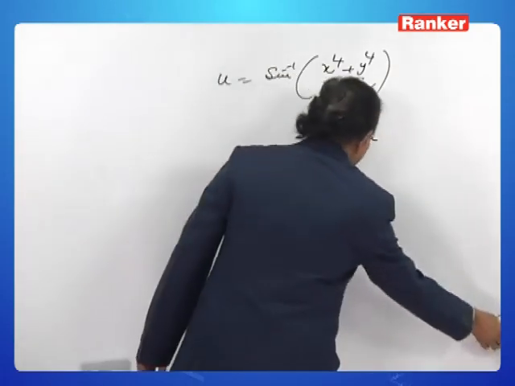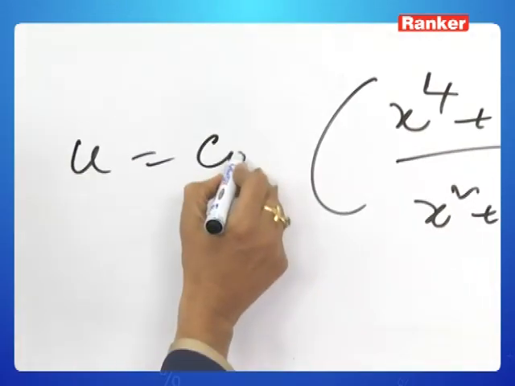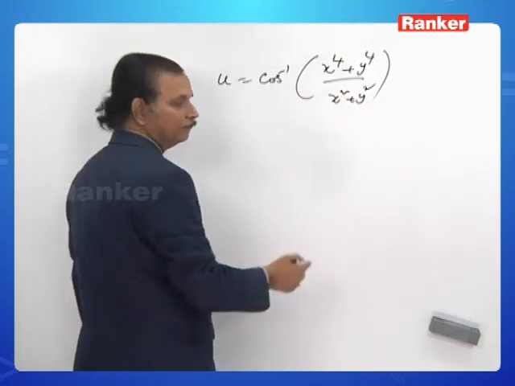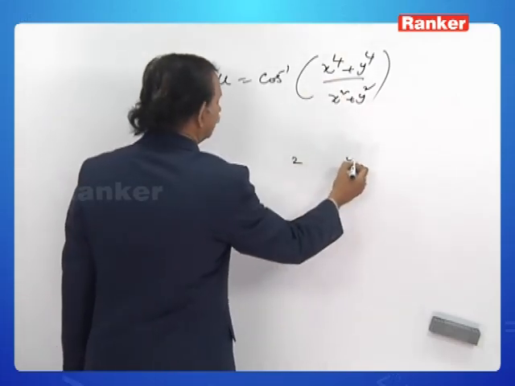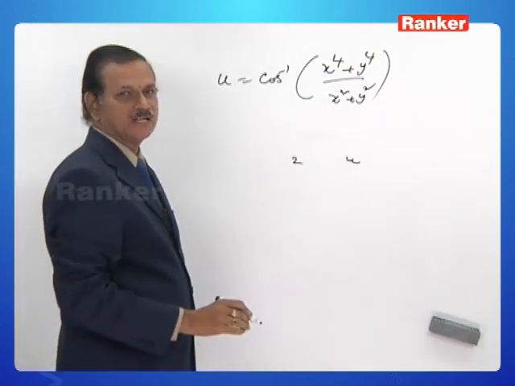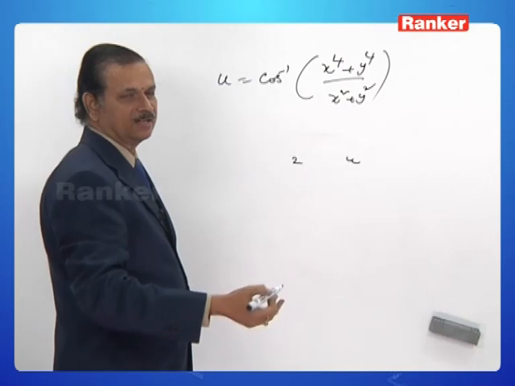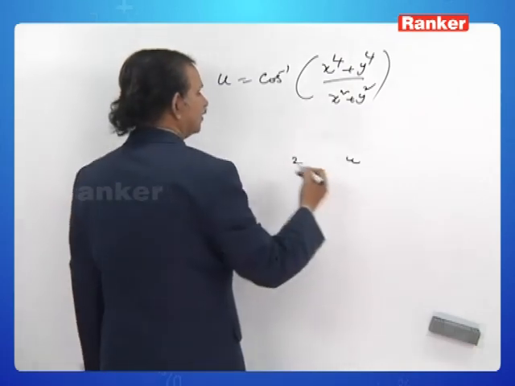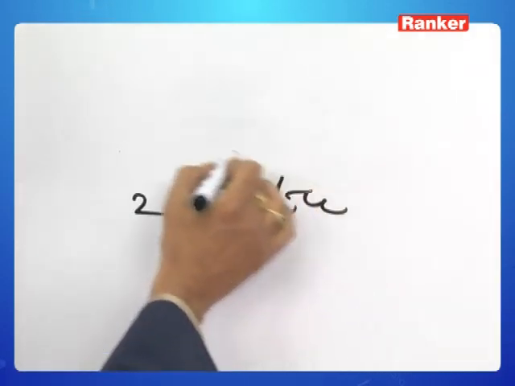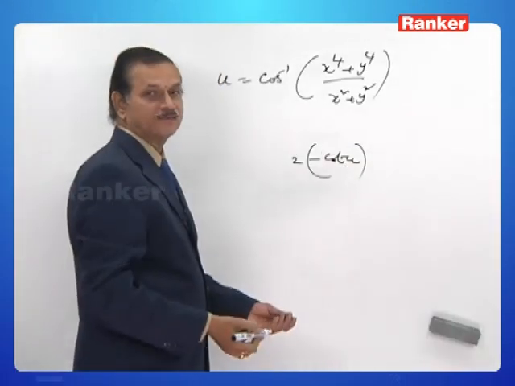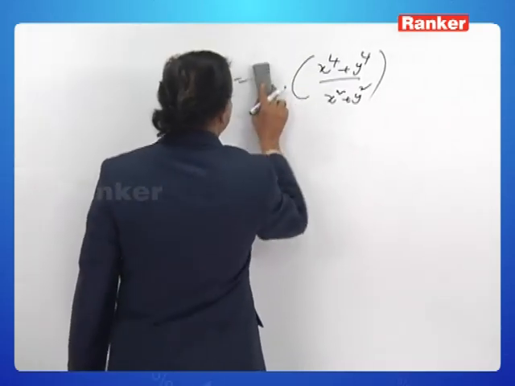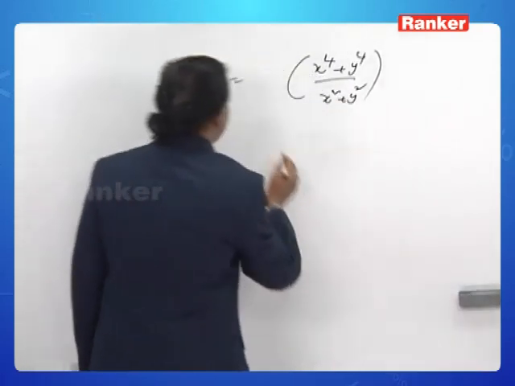Suppose this is given: cos inverse of, its degree is 2, so 2u. Cos function, its derivative is minus sine. Cos u by minus sine u is minus cot u. That is the answer. Suppose if this is given, instead of cos inverse, a tan inverse.